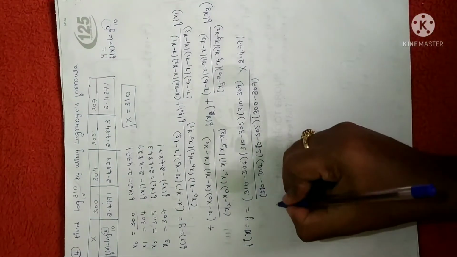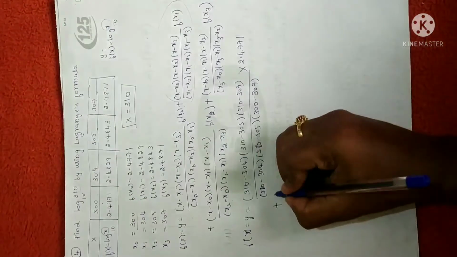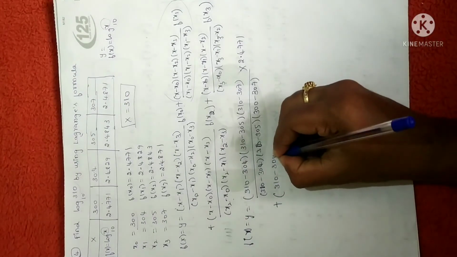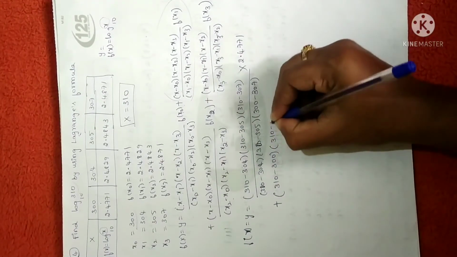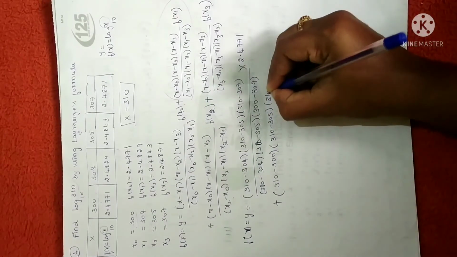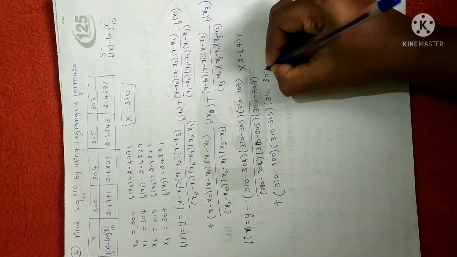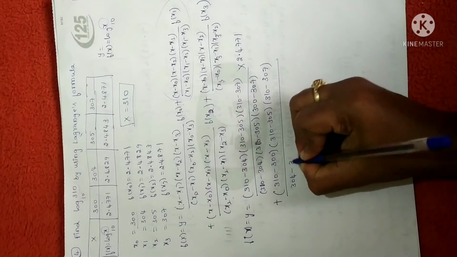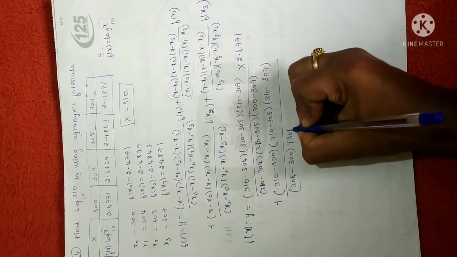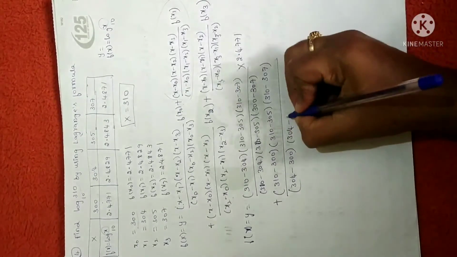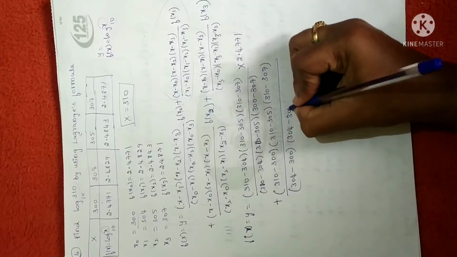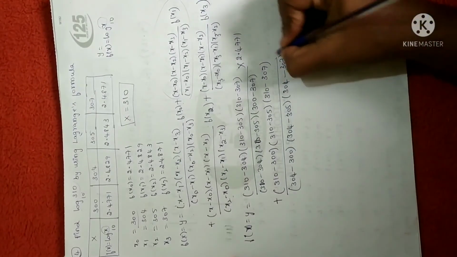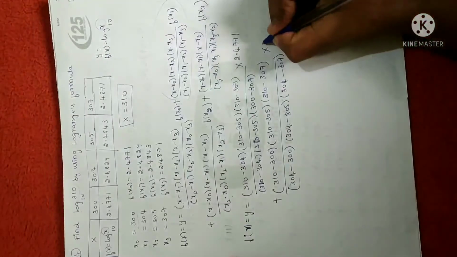Fine. Plus second term, and here also you have to substitute. What is the value of x? x is 310 minus x naught is 300, right? So x is 310 minus 305. Again x is 310 minus x3 is 307, right? Divided by x1. x1 is 304 minus x naught is 300. Next, x1 is 304 minus x2 is 305. Next, x1 is 304 only minus x3 is 307 into, what is the value of f of x1? 2.4829.